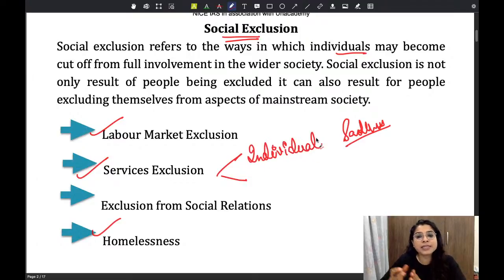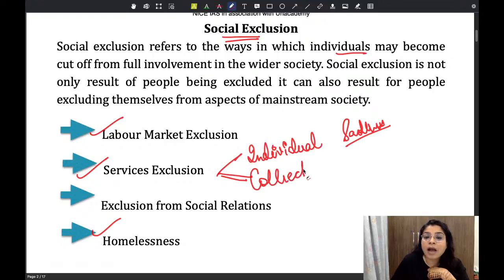How an individual is excluded from the mainstream society or from basic access to services, for example, power, water supply, transport, financial services. And this exclusion, if it becomes collective, that is, how a particular community is excluded from particular services. You must have seen that often in the outskirts of villages or towns, certain communities do not get complete access to power, complete access to transportation facilities.